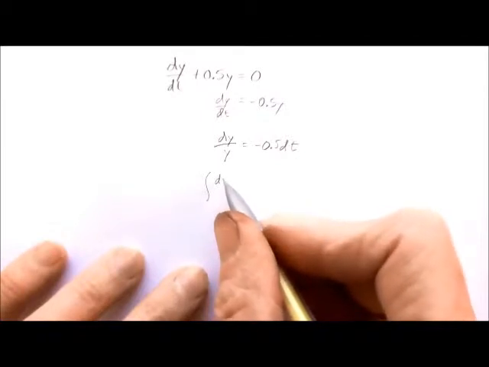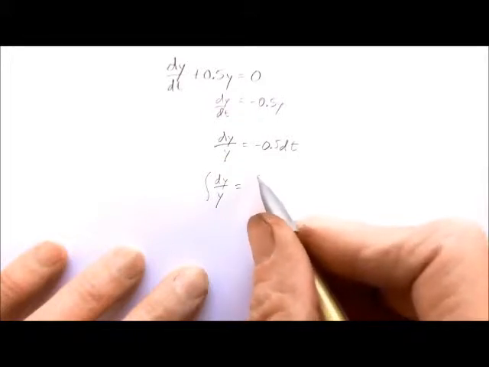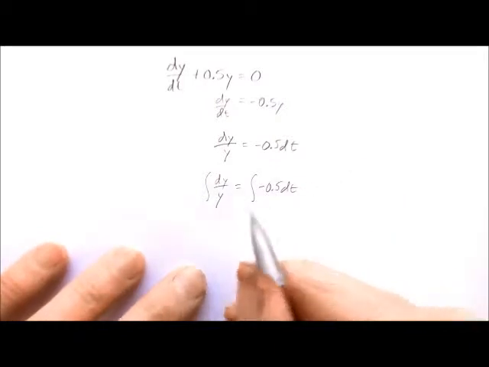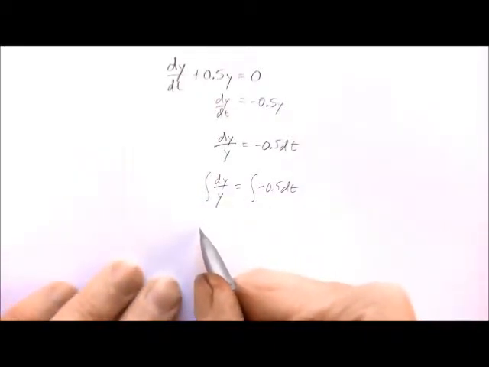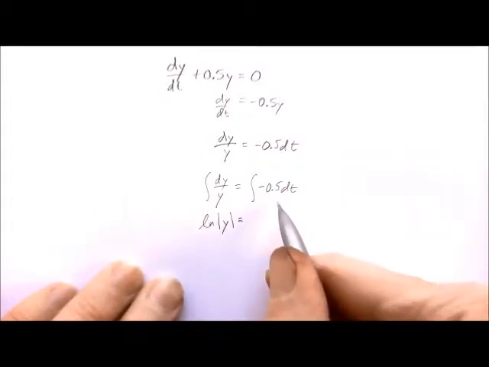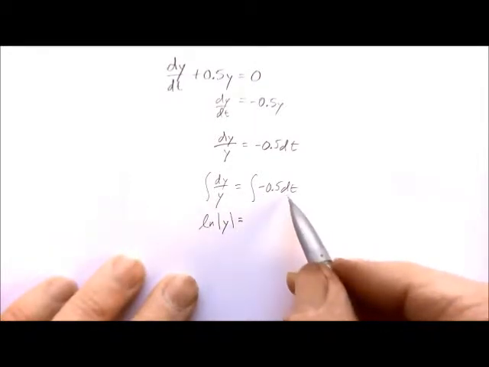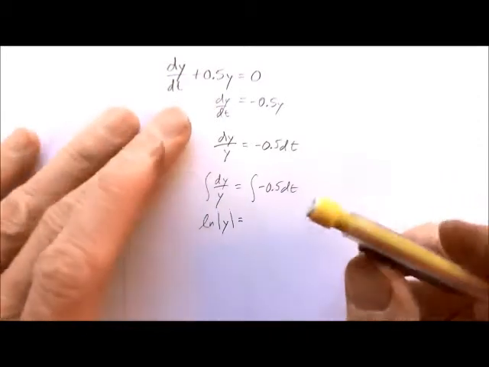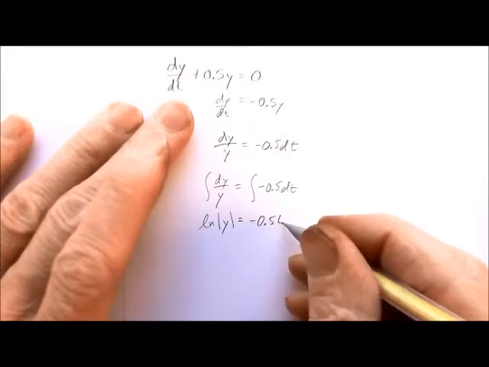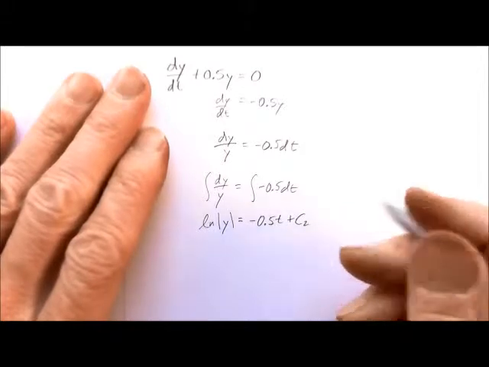So on the left side, we have the integral of dy over y equals the integral of negative 0.5 dt. The integral of dy over y is the natural logarithm of the absolute value of y. And over here, we could move the negative 0.5 outside and we'd have just the integral of dt, which is, of course, just t. So we have negative 0.5t. And I forgot my constant on this side. There will be a plus, and let's put c2 over here.